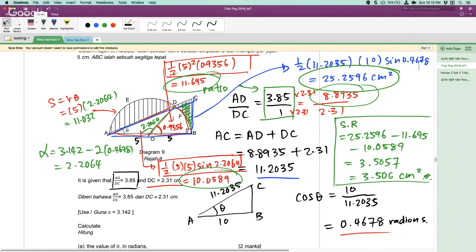Okay, this is how we actually solve this kind of question. I hope it can help you to understand this one.